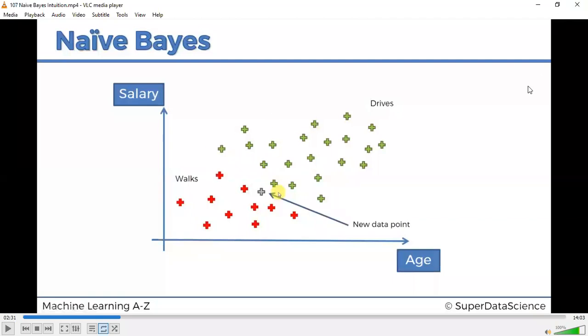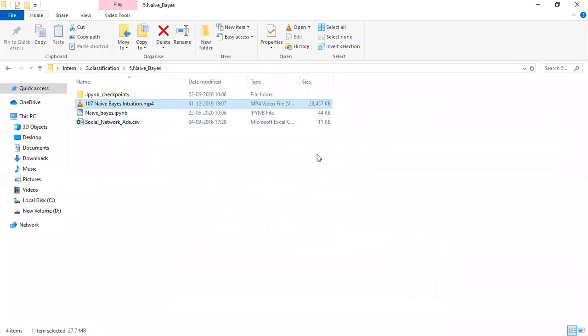So the first question is why this Bayes model is called naive. Why is the term naive added to this? So we will see one project corresponding to this.